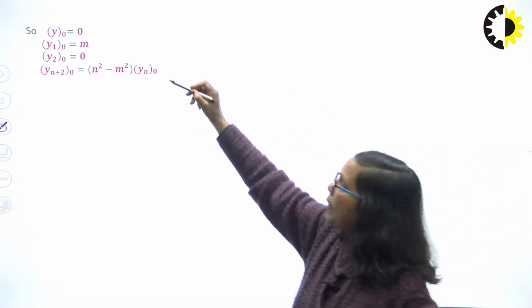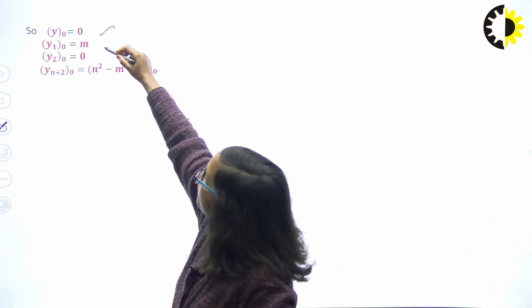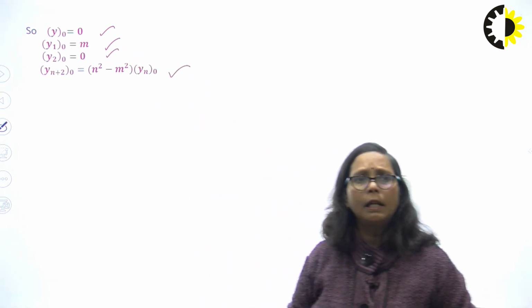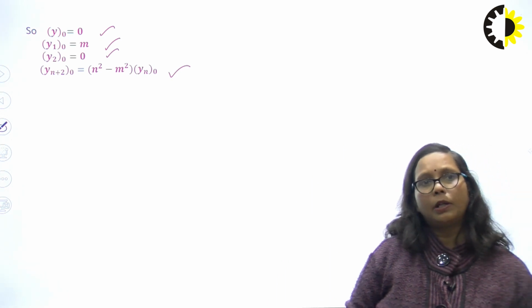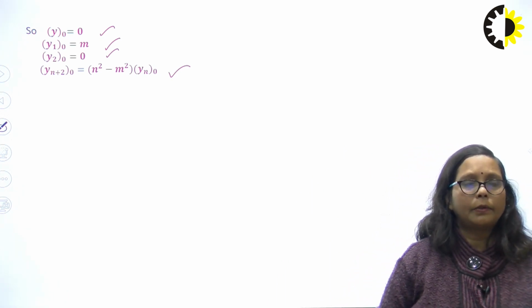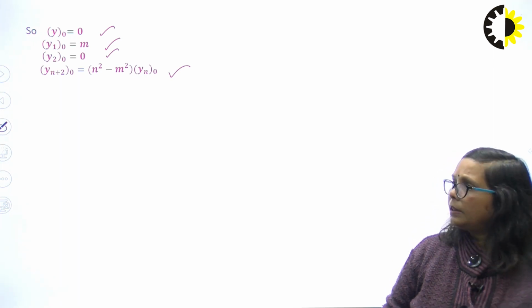We look at that y0 is 0, y10 is m, y20 is 0, and this is the recurrence relation: yn plus 2 at 0 is equal to n square minus m square into yn at 0. This is the value. Clear? So this is my recurrence relation.